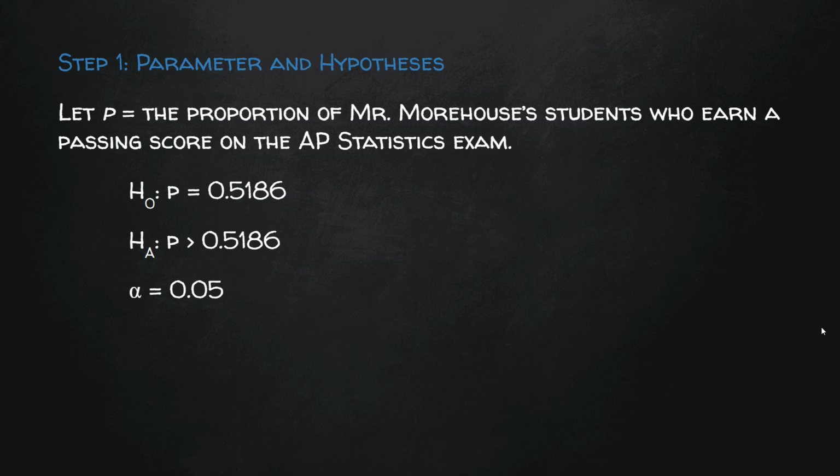For the alternative, we're going to say let P be greater than 0.5186, since Mr. Morehouse wants to know if his proportion is greater than the state's proportion. We don't need to relist the alpha level here since it was stated in the problem, but I thought I would do so anyways. Alpha is, again, 0.05.